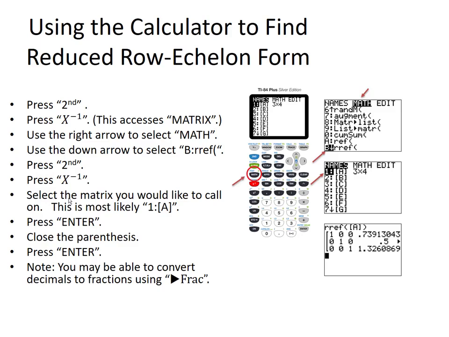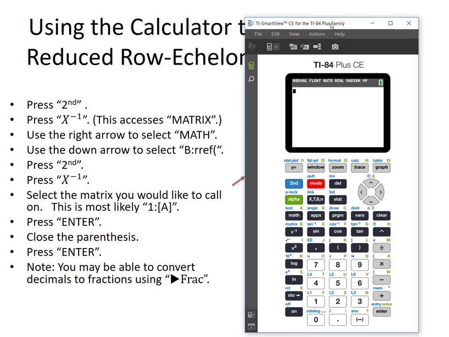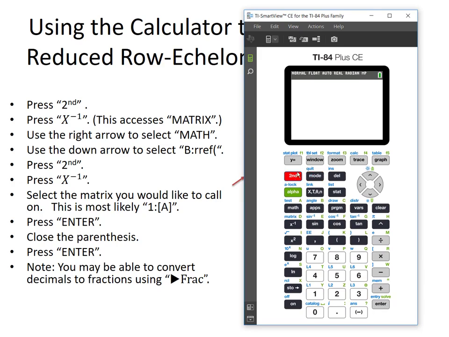Now we're going to use the calculator to find reduced row echelon form of a particular matrix. I'm going to use the matrix that I've previously entered in that other example, a couple of slides back, and I'm only going to be doing the calculation part of this, not the entering of the matrix. So following these steps, first I'm going to press second on my calculator, then I'll press the x to the negative 1 key to access the matrix menus. I'm going to use the right arrow once to select math.